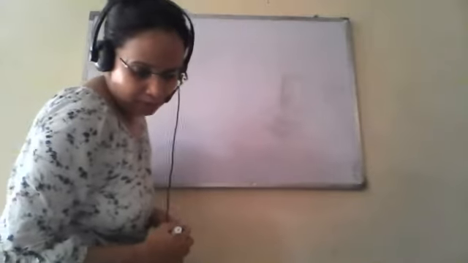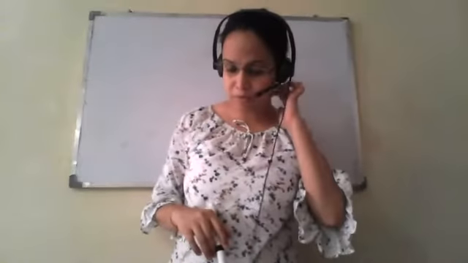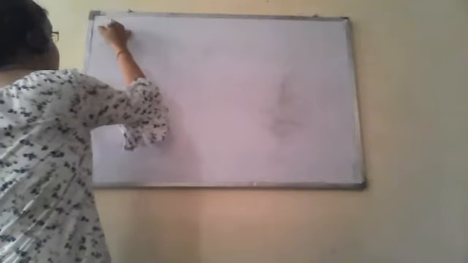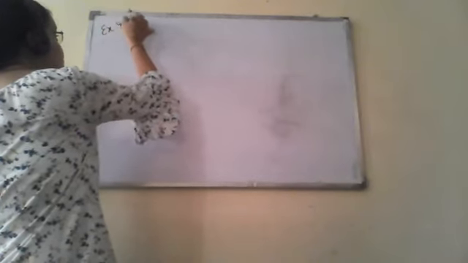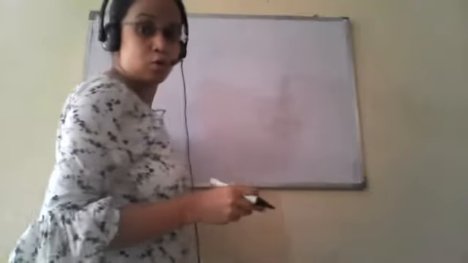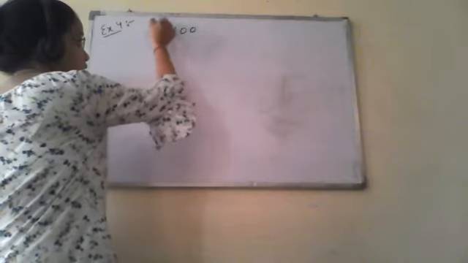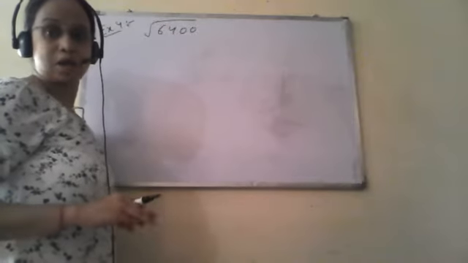Now next example, find the square root. This is example number 4. Find the square root of 6400. We have to find the square root of 6400. So we have to put the sign like this. This is the sign of square root.